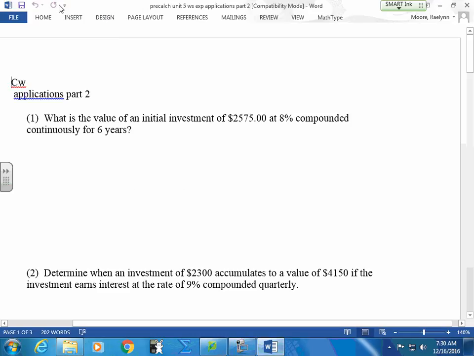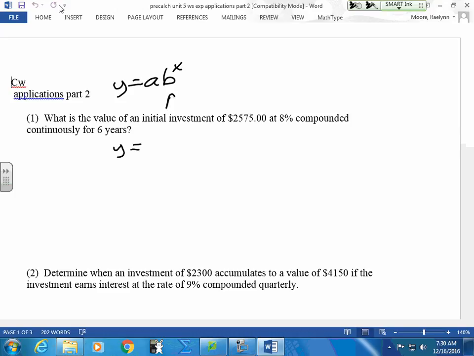What is the value of an initial investment of $2,575 at 8% compounded continuously for 6 years? Some of these you're going to just plug in. Some of them you're going to graph. So how would I start this? Yeah, this is where I'm going to start. Now, because this is one that is money, the A is going to be your initial value. It's going to be this one.